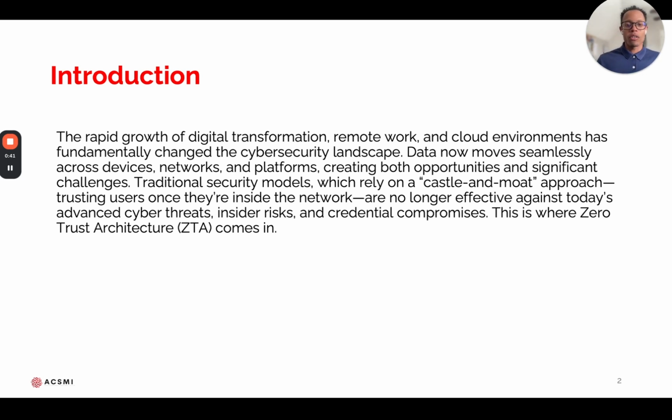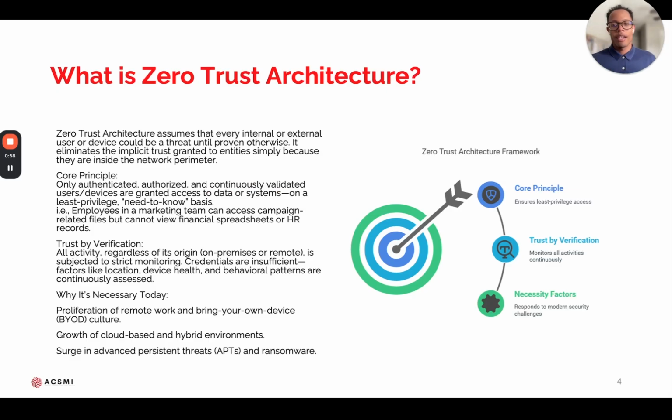The traditional models relied on the castle and the moat approach, trusting users once they're inside the network. But this is no longer effective because, as we know, insider threats, insider risk, and credential compromises still happen. This is where Zero Trust Architecture comes in. It assumes that every internal or external user or device could be a potential threat until proven otherwise. That's the trust but verify.